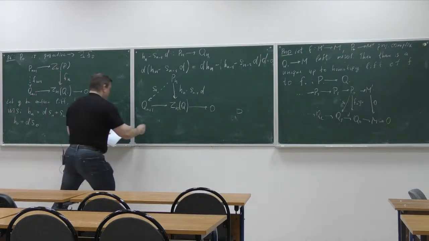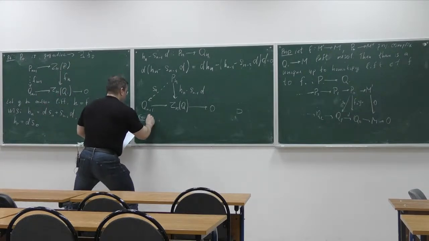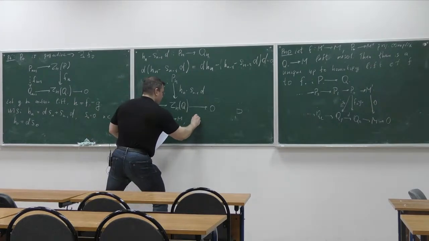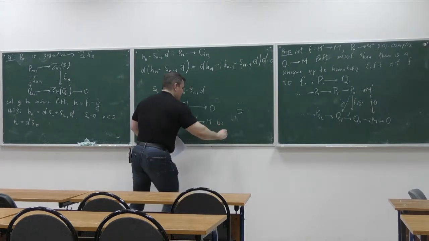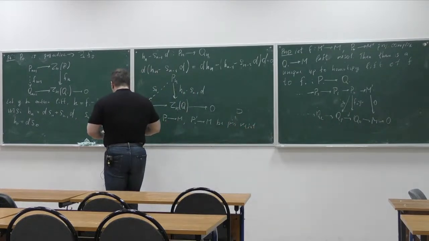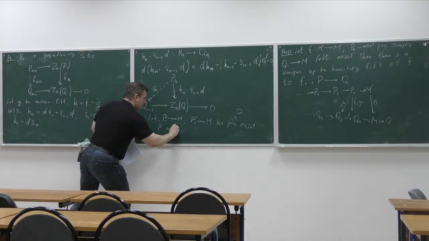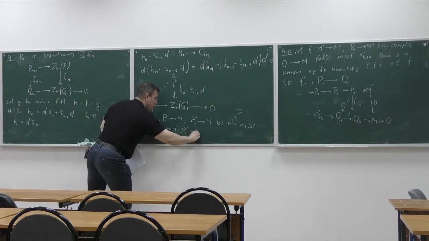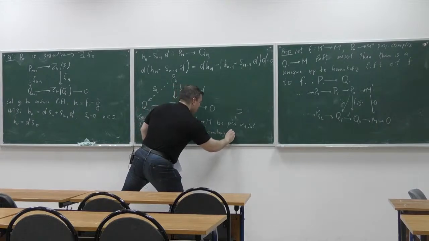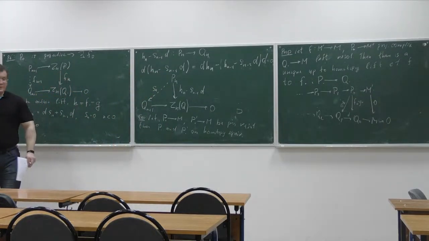Well, now we can see that we have a corollary. So let P and P prime be projective resolutions. Then P and P prime are homotopy equivalent. It's a special case.